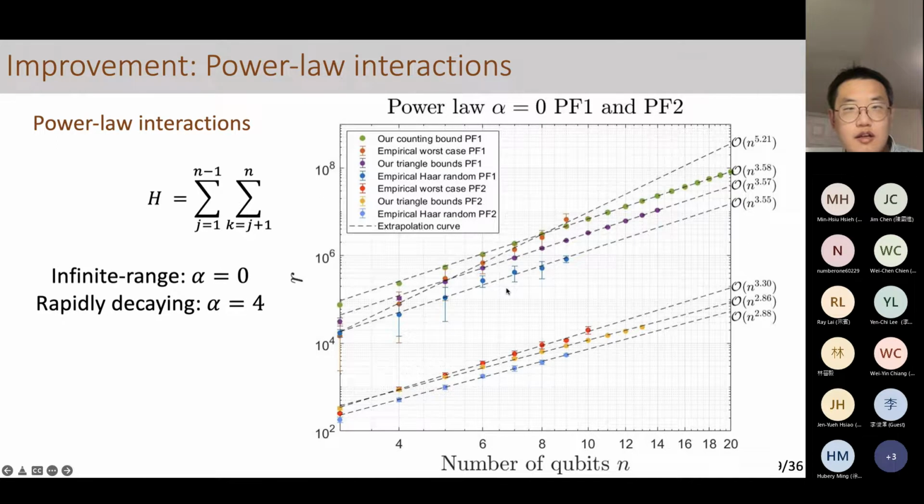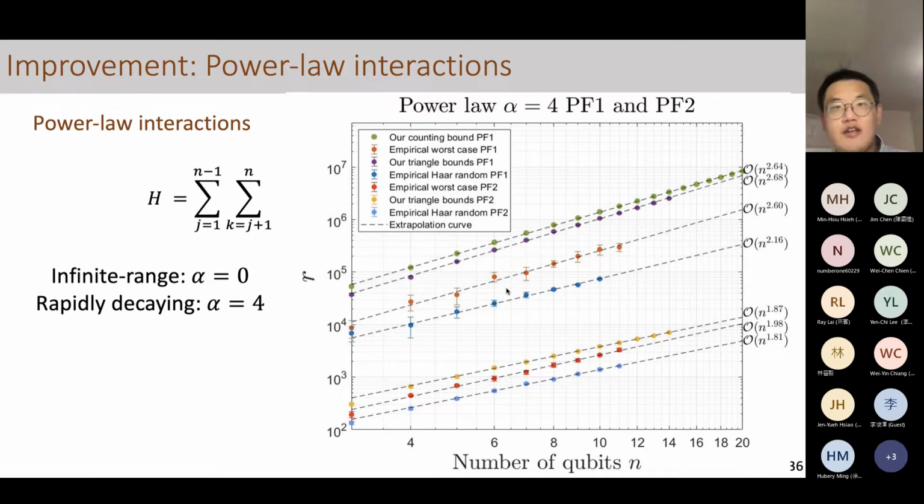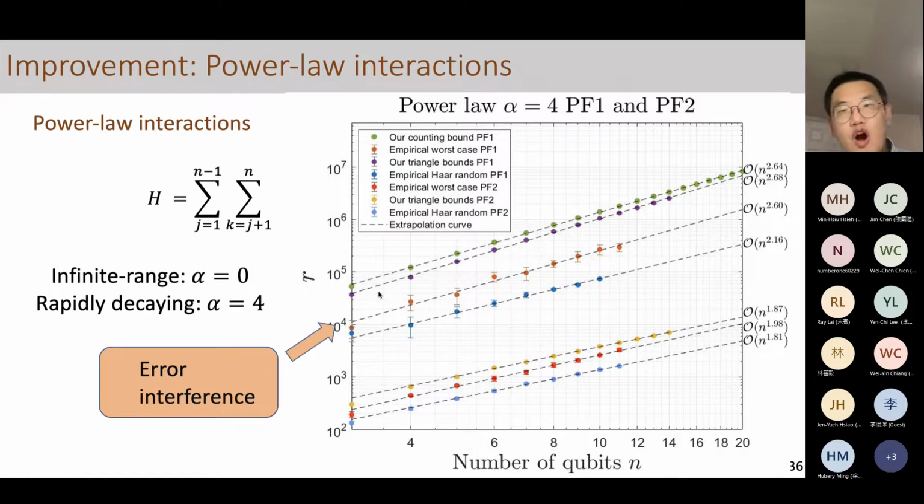This is for the infinite range case, sorry. But for the rapidly decaying case, alpha equals 4, for the second order product formula method, all the results are very good. But for the first order product formula method, there's a huge gap between the theoretical prediction and the numerical results. So this means maybe in this case we also have some error interference, but we don't know how to prove it. So it's an interesting open problem. Maybe in this kind of Hamiltonian with three terms, not just the A plus B term, we also have error interference, both in the worst case and the average case analysis.